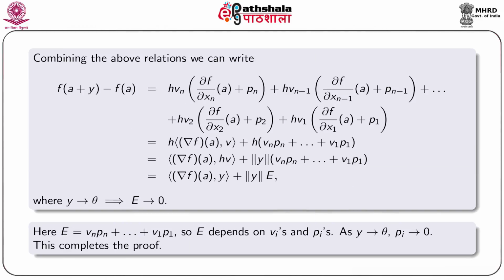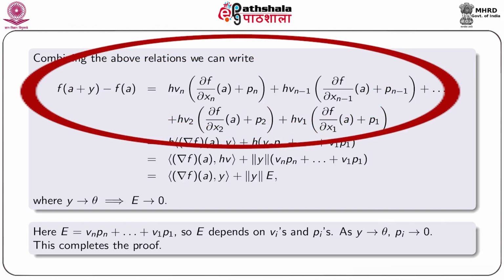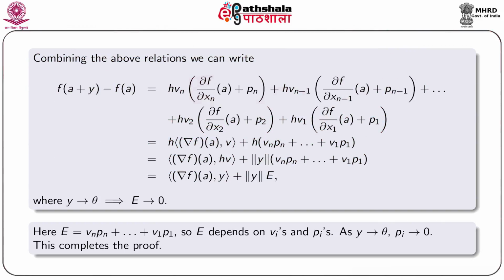Combining all the above relations, we can express f of a plus y minus f a as nothing but h times inner product grad f a and v plus h times v n p n plus up to v 1 p 1. So, we write this as inner product grad f a and y plus norm y times E, where E equals v n p n plus up to v 1 p 1.